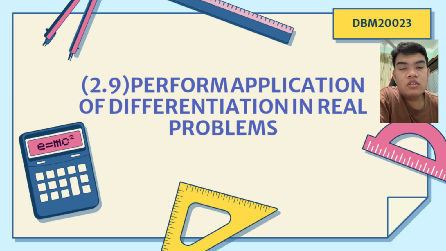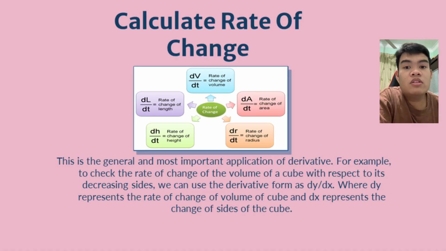Next, we will be moving on to the subtopic 2.9, which is perform application of differentiation in real problems. So in this particular topic, we will learn how to calculate rate of change based on the question. So there are few types of rate of change, which is dV/dt, rate of change of volume, dA/dt, rate of change of area, dr/dt, rate of change of radius, dH/dt, rate of change of height, and the last dL/dt, rate of change of length. So these 5 formula are used for specific questions.